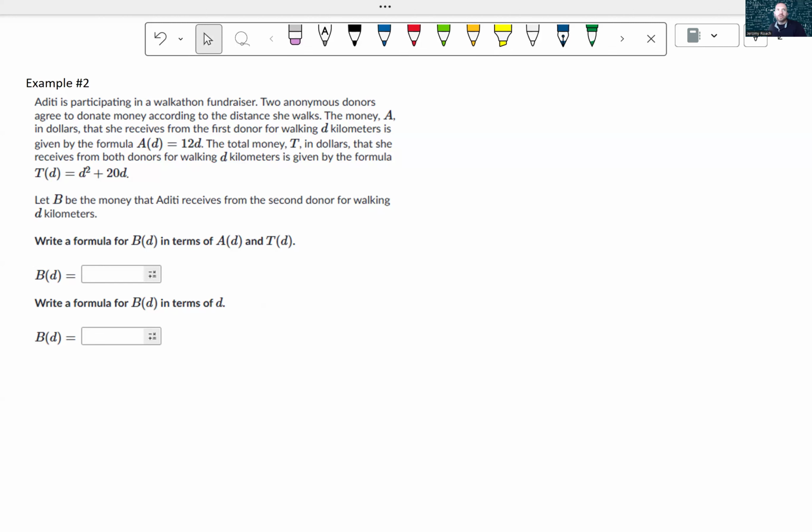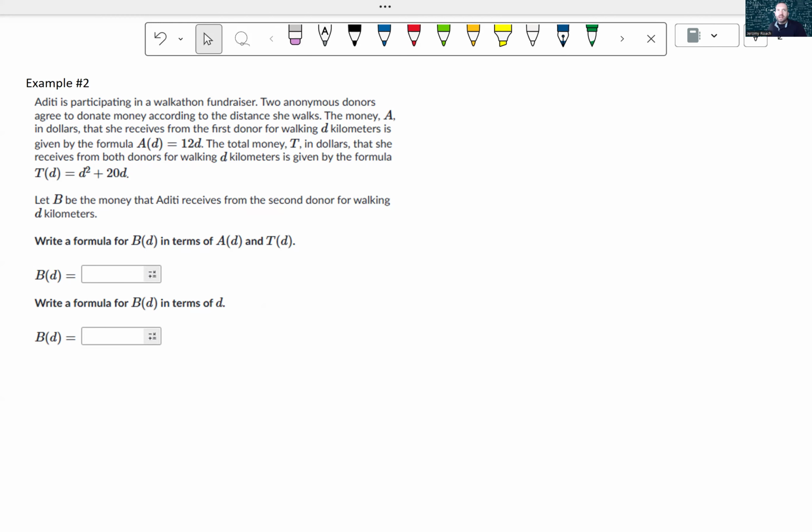Two anonymous donors agree to donate money according to the distance that she walks. The money A in dollars that she receives from the first donor for walking D kilometers is given by the formula A of D equals 12D. The total money T in dollars that she receives from both donors for walking D kilometers is given by the formula T of D is D squared plus 20D.